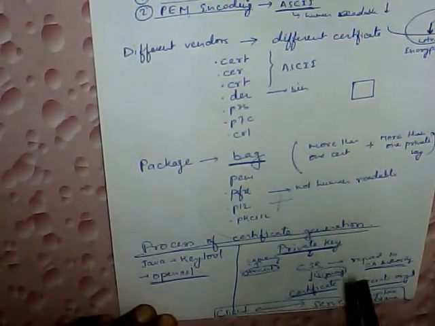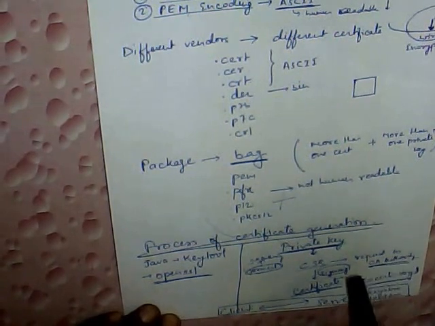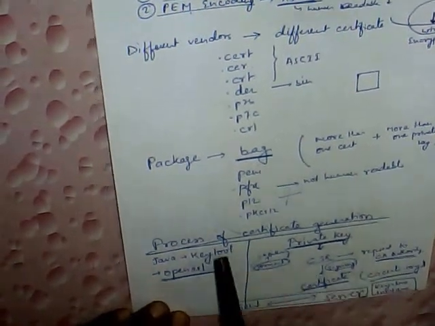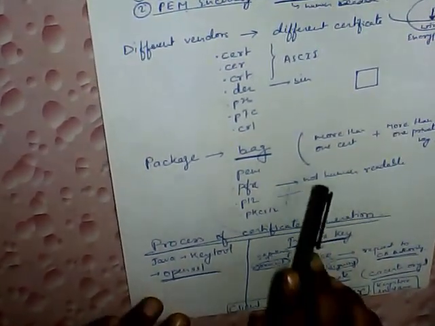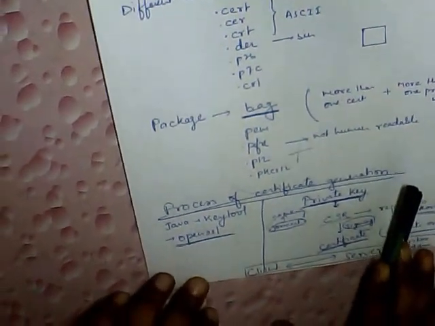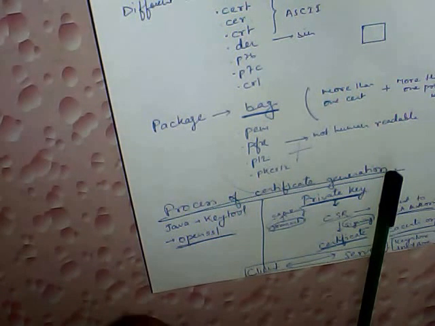Then we saw the process of certificate generation: the private key goes to a CSR, then the CA authority signs it, and we get a certificate. There are a few tools which we named, keytool and OpenSSL.